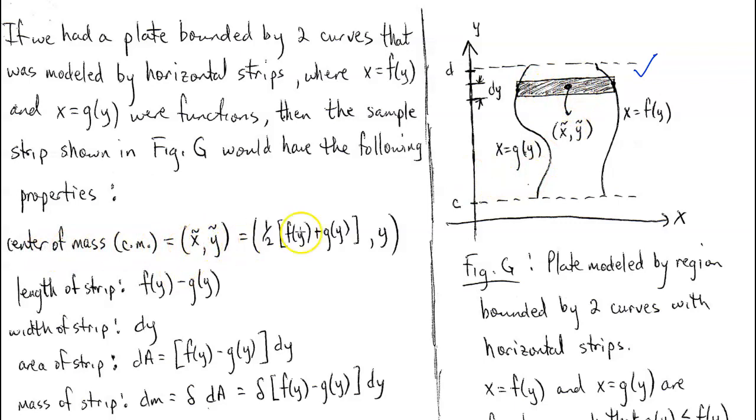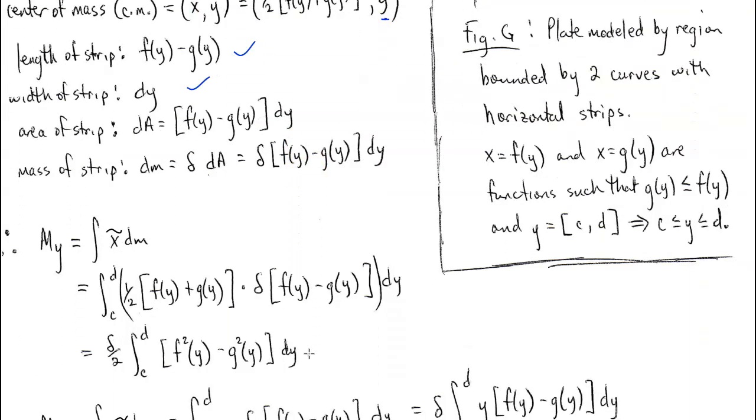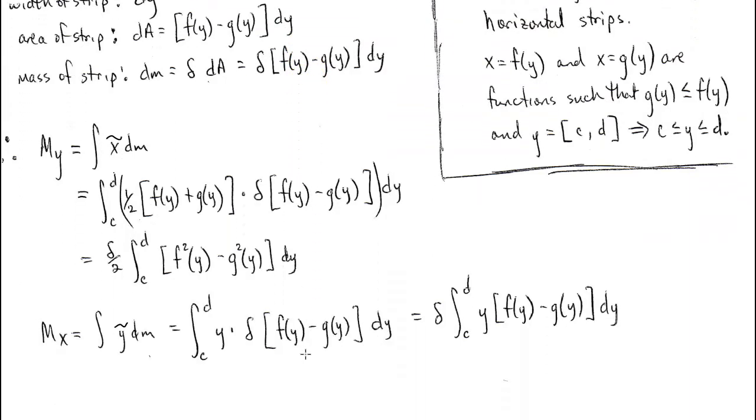And again, the center of mass for the sample strip, if it's horizontal, the y value just remains random, whereas the x tilde here is going to be, of course, the sum of the functions defined in terms of y divided by 2. Length of the strip is still the same. The width is now going to be dy instead of dx. And of course, everything else just kind of follows suit here. And so you see that pretty much looks the same. Again, everything is just defined in terms of y instead of in terms of x.